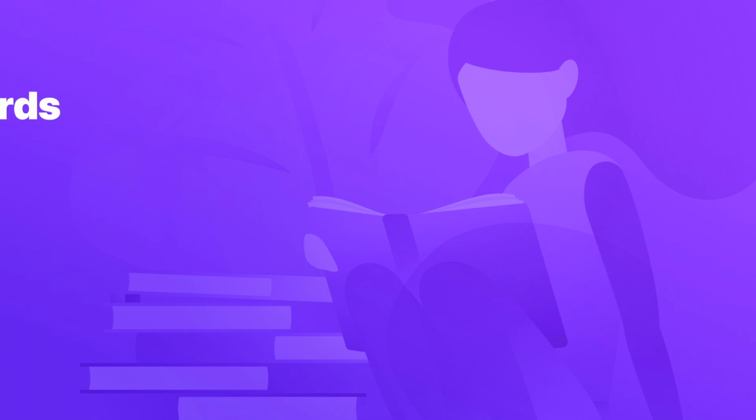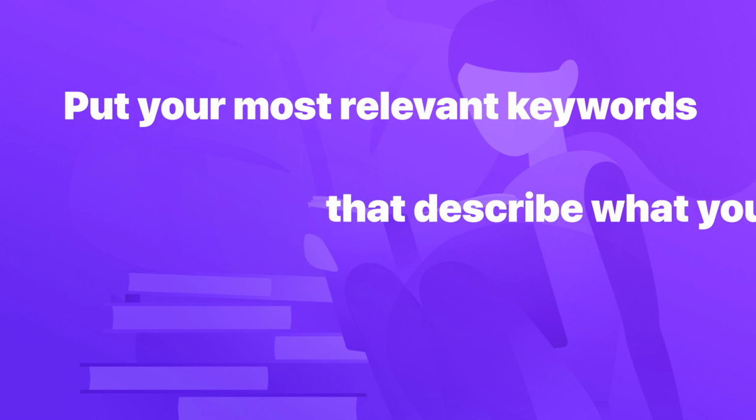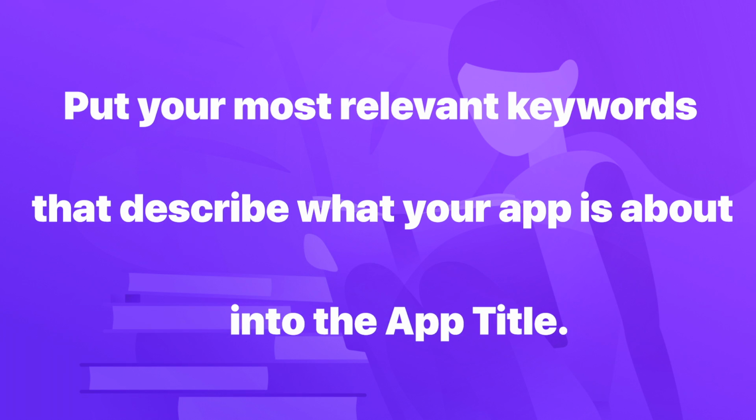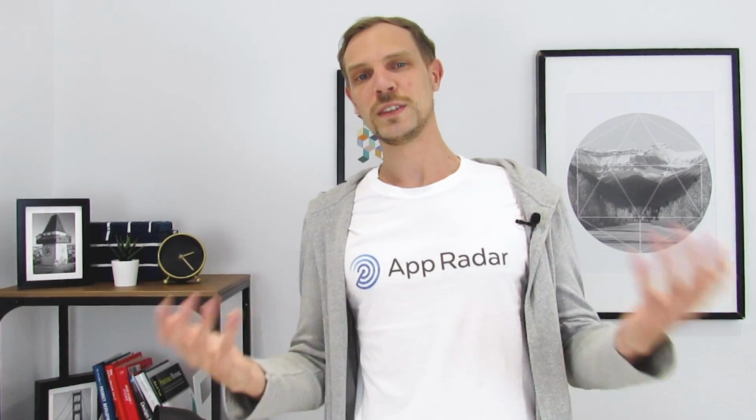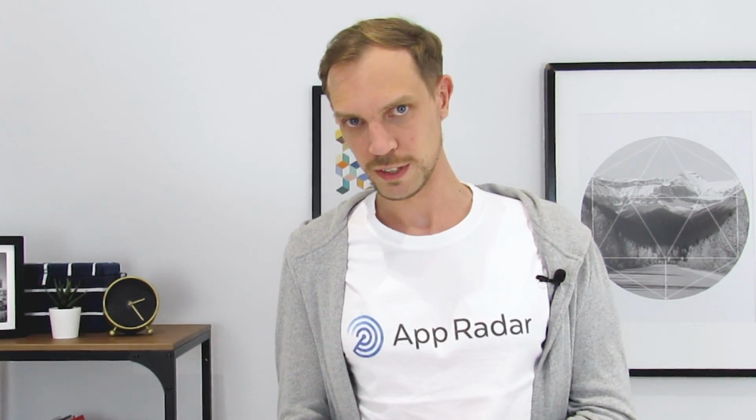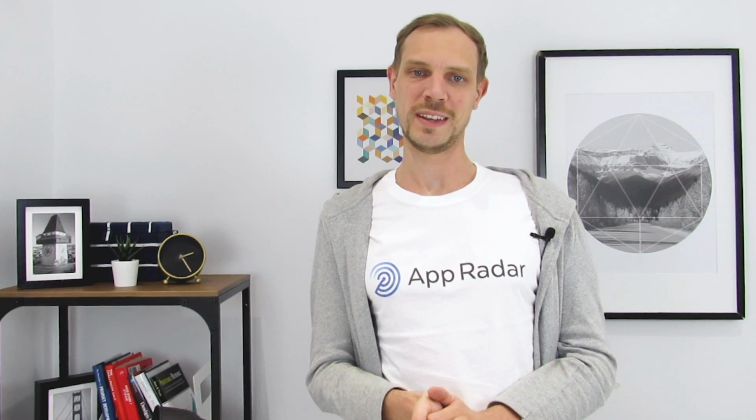This means put your most relevant keywords that describe what your app is about into the app title, because by doing so, the users will know what your app is about, as well as the App Store algorithm will know what your app is about. You can put up to 30 characters within your app name field. Use the most important keyword and your brand name within the title.